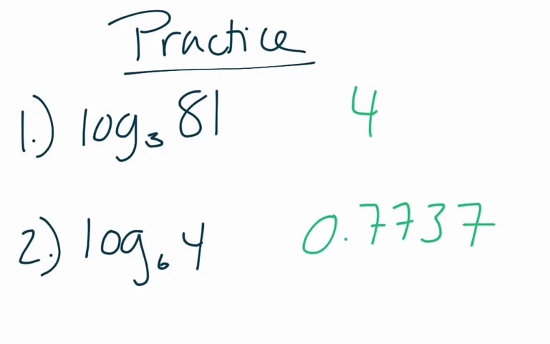And here are the answers. So you should have gotten 4 for the first one, and then 0.7737 for the second one. Okay, and again, don't be freaked out by your homework because a lot of the problems on your homework are just this. They're just getting the practice.